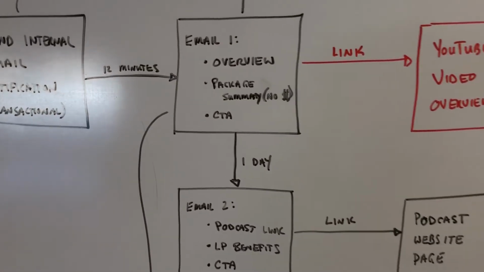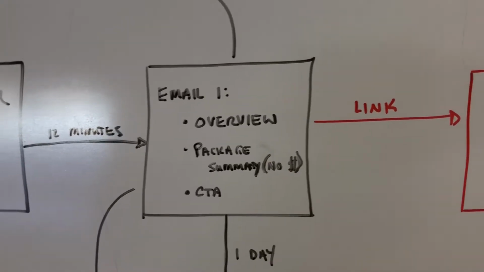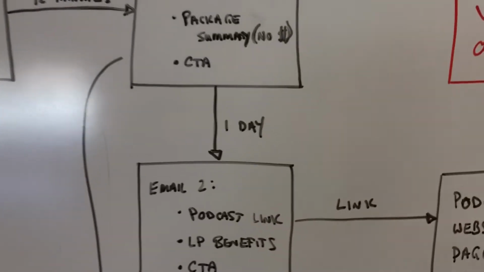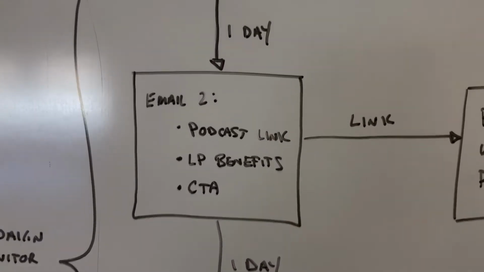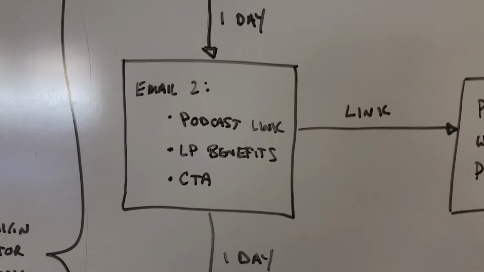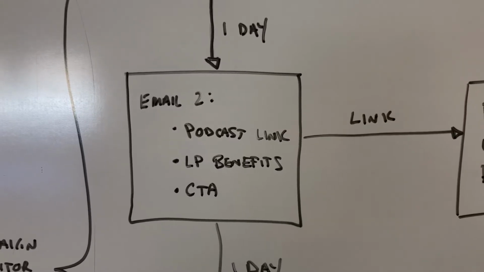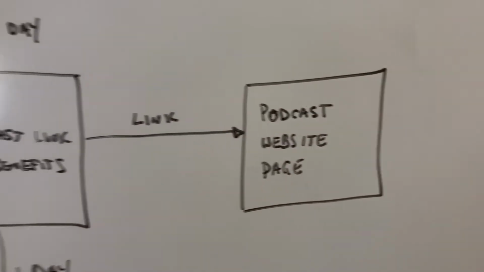and then email 4 over the course of, I guess technically 3 days, but 4 emails. So the first email is going to be a package summary with no CTA. We have 3 different packages for this industry. Then with a 1-day delay, they're going to get a second email that talks about our podcast and talks about the benefit of landing pages. We have some statistics around how landing pages convert almost 50% better than websites. And then another call to action, and then I'm going to link them over to the podcast website page.